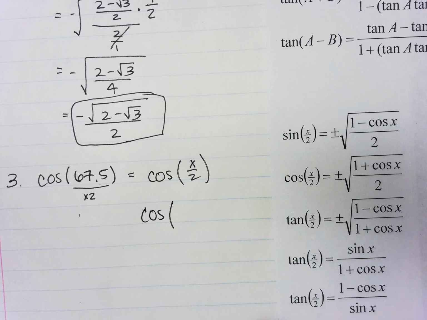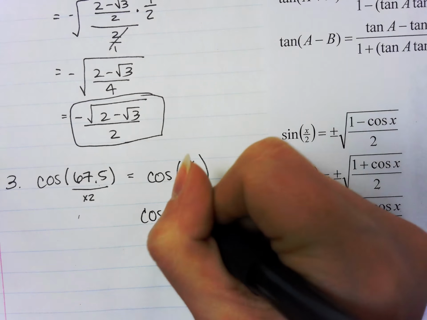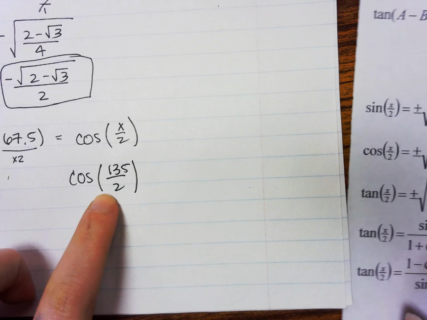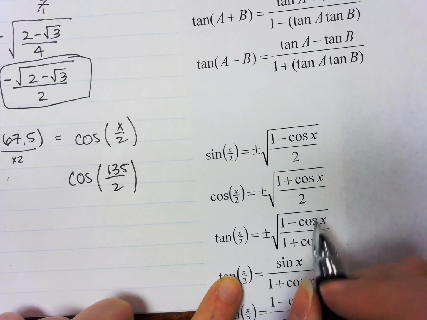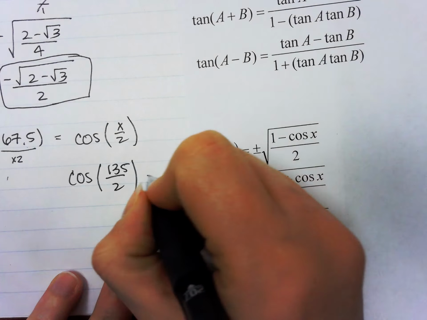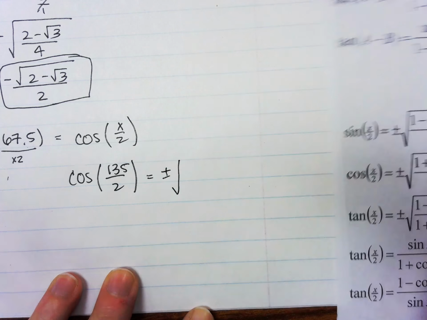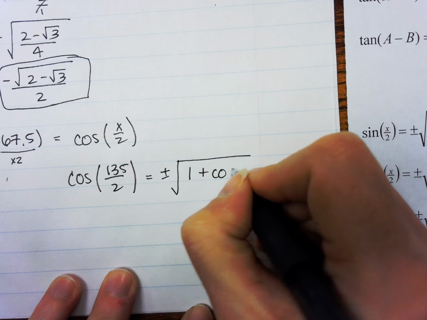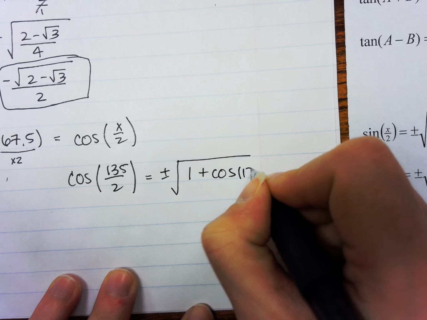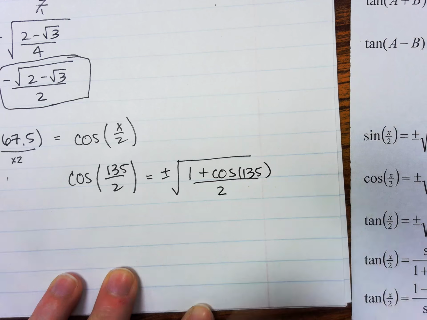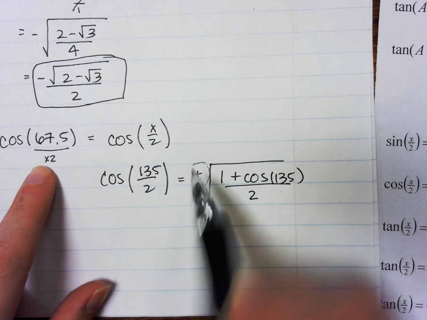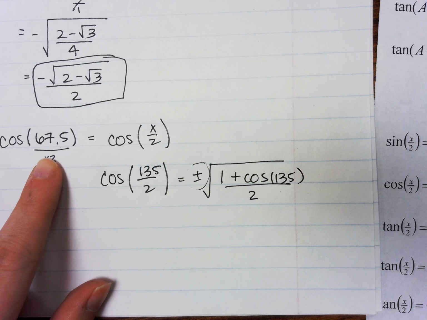So 67.5 times 2, if we do that into our calculator, we get 135. And that is a value that's on our unit circle. And we're going to plug it into this half angle formula for cosine. So plus or minus square root of 1 plus cosine of x. And our x value, in this case, is 135 over 2. Now to decide what our deal is for plus or minus, we have to look at this value.